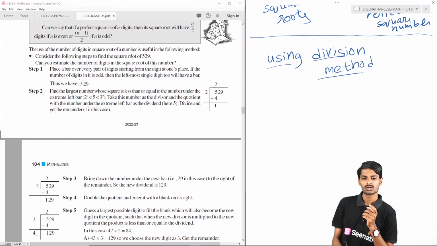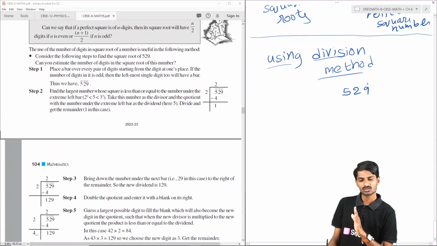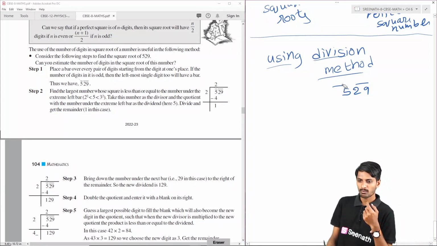Okay, students. So what is the number? 529. It is the number. So the first thing is we have to make them into groups. Starting from the units place, we have to make two digits as a group. So these 2 digits as a group and this 1 digit as a group. If it has only 1 digit, no problem, make it a group.